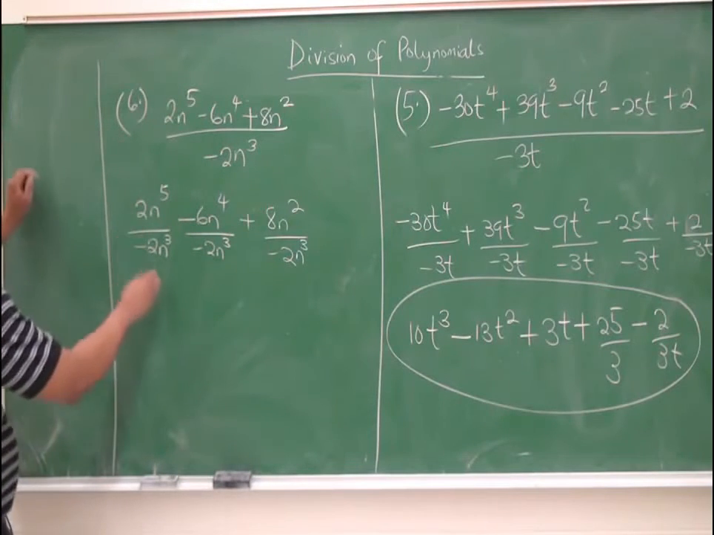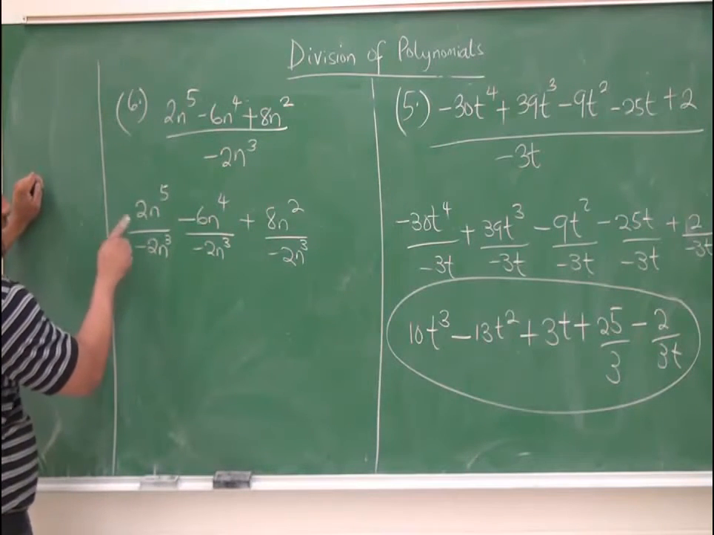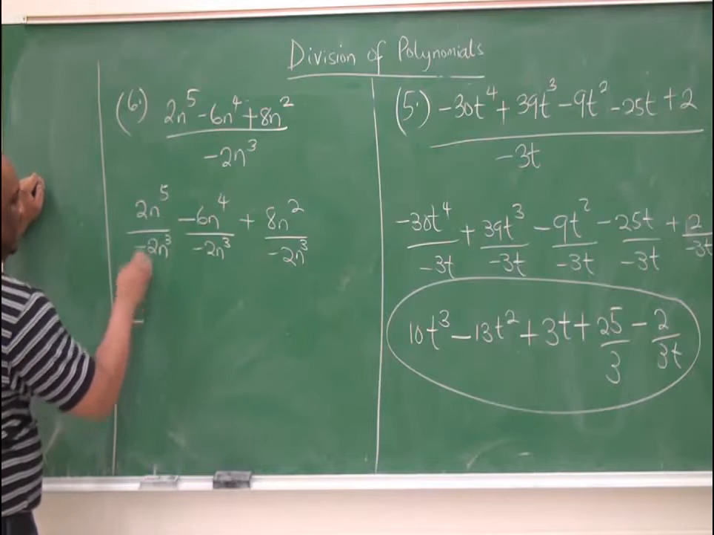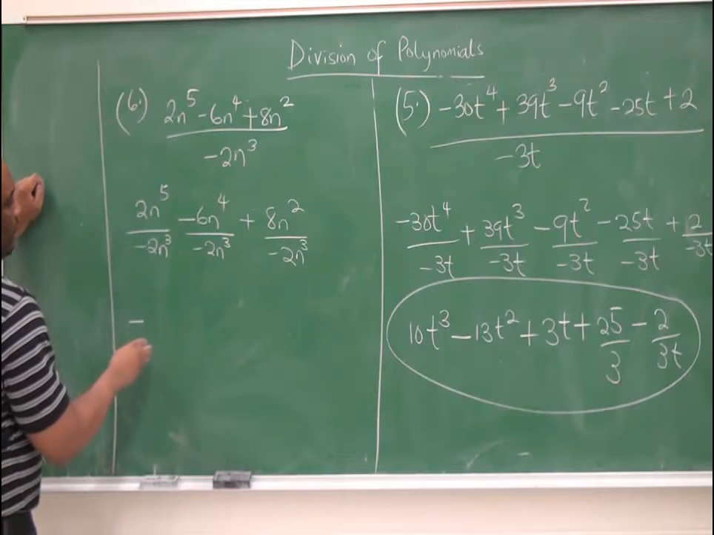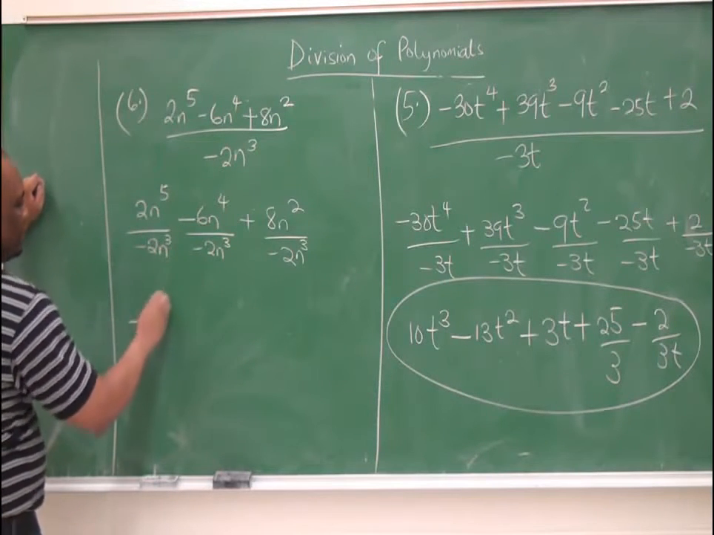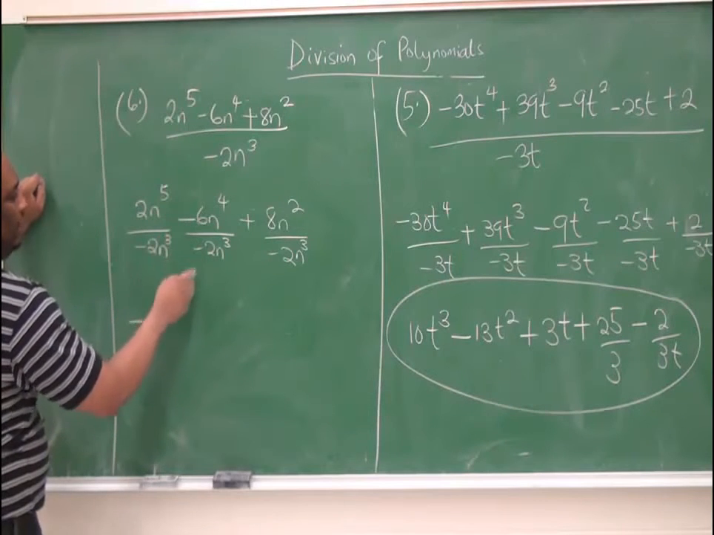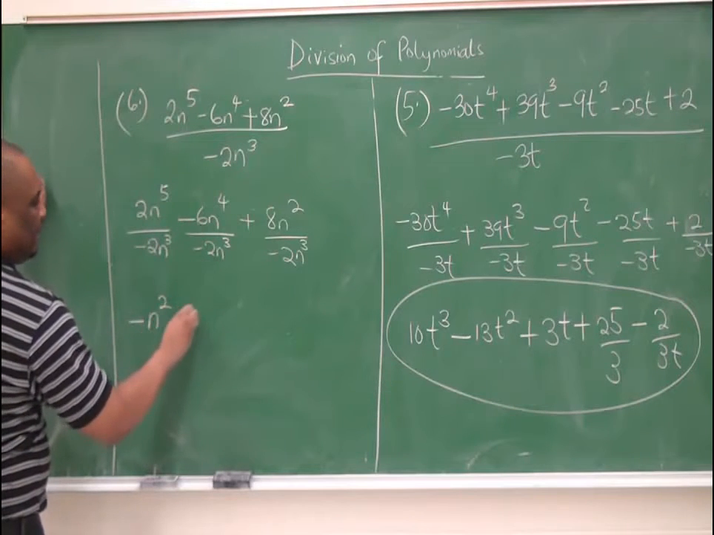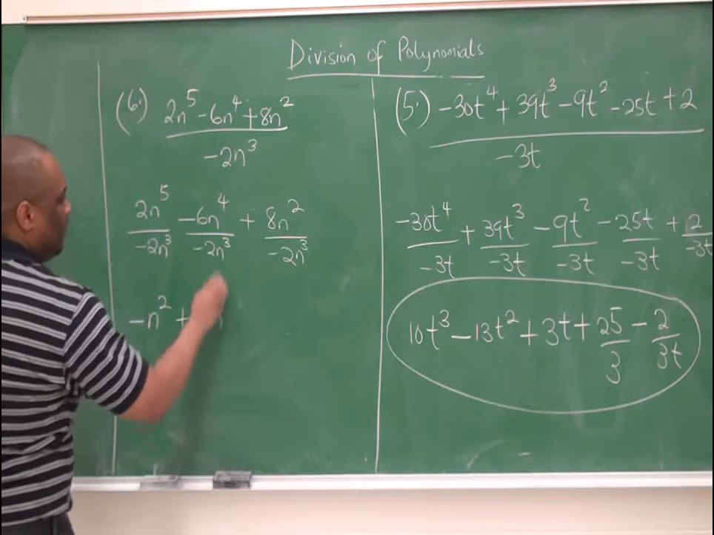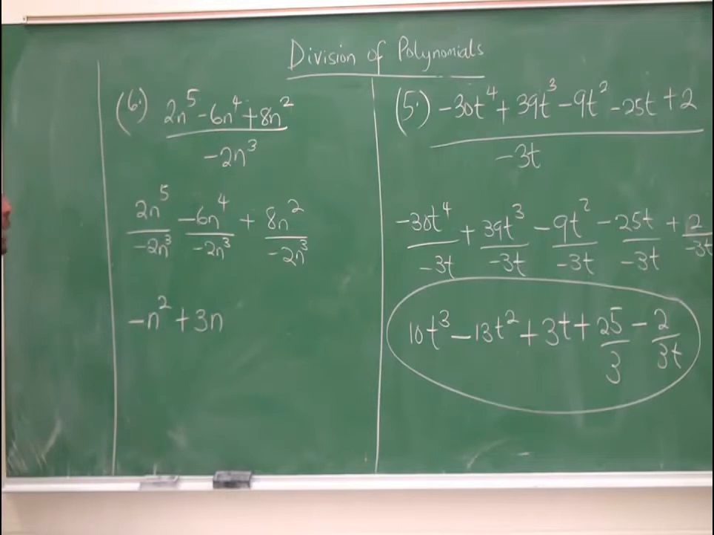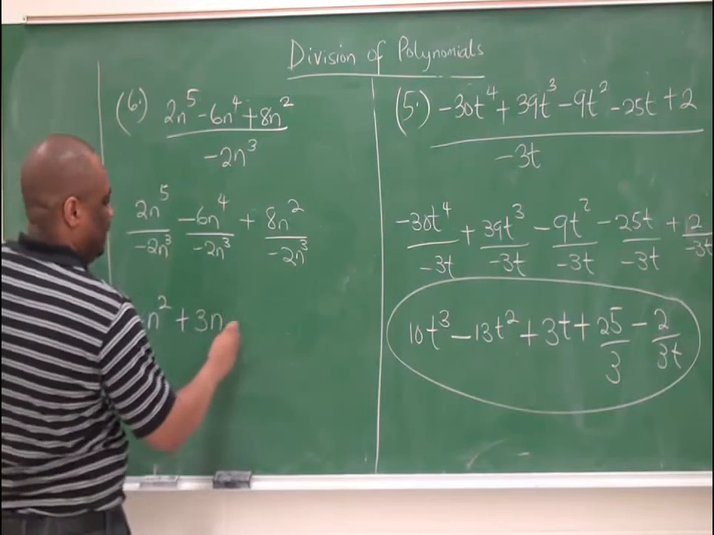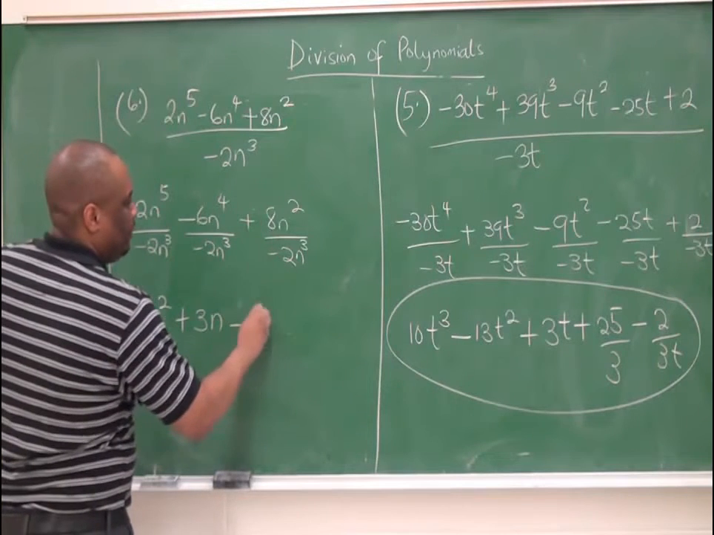Alright. So this will now be 2 divided by 2, the signs first. Positive divided by negative is negative. 2 divided by 2 is 1. Then n, 5 minus 3 is 2. Negative divided by negative is positive. 6 divided by 2 is 3. Then n, 4 minus 3 is 1. And then plus divided by minus is minus. 8 divided by 2, 4.